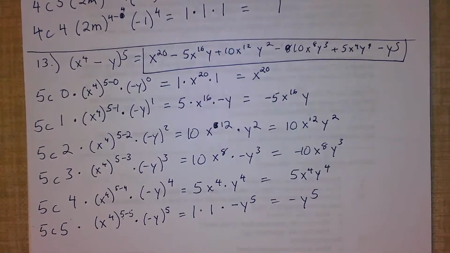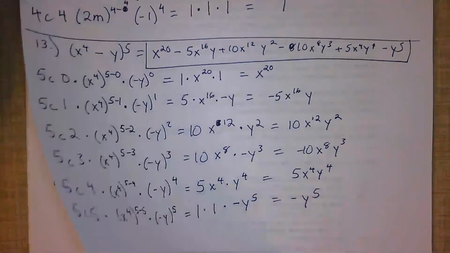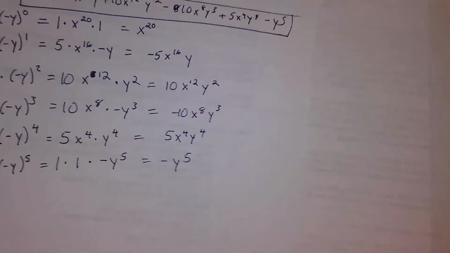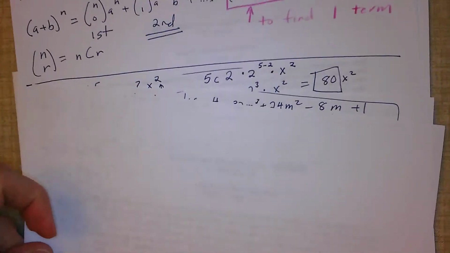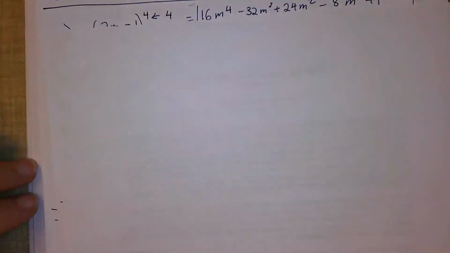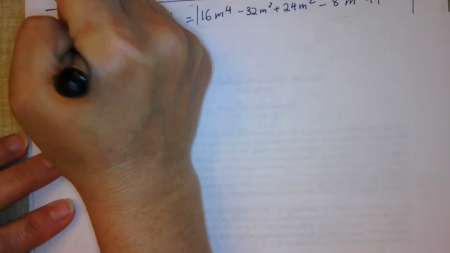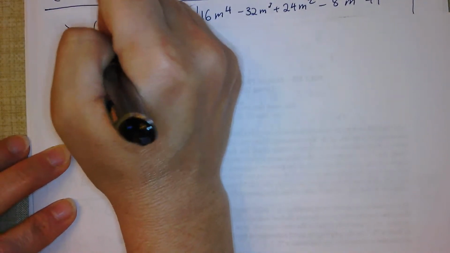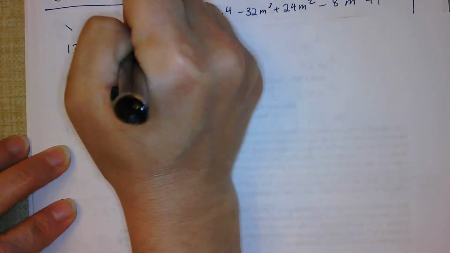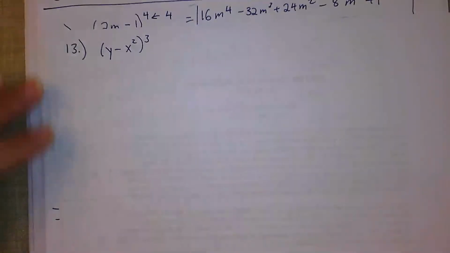Cool. We've got one more to do. This one I'll do with Pascal's triangle because it's a little shorter. So I've got my binomial theorem still handy here. And the last one, number 13, I forgot what number I was on, is going to be y minus x squared to the 3rd power.